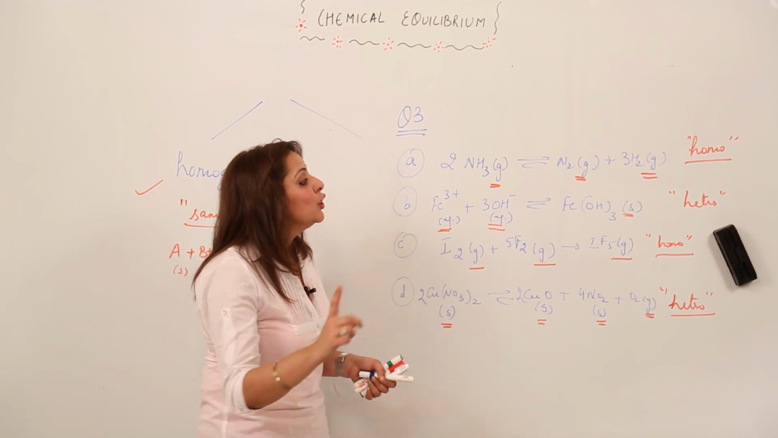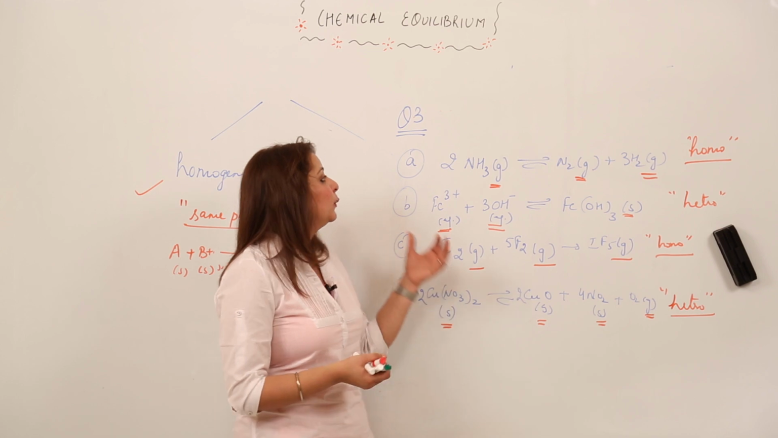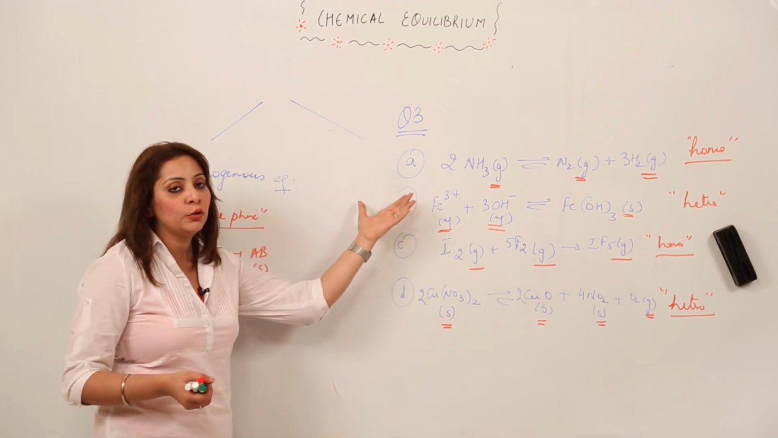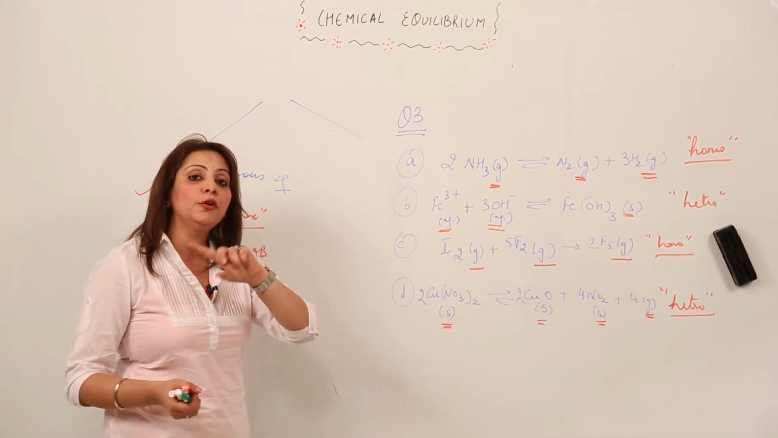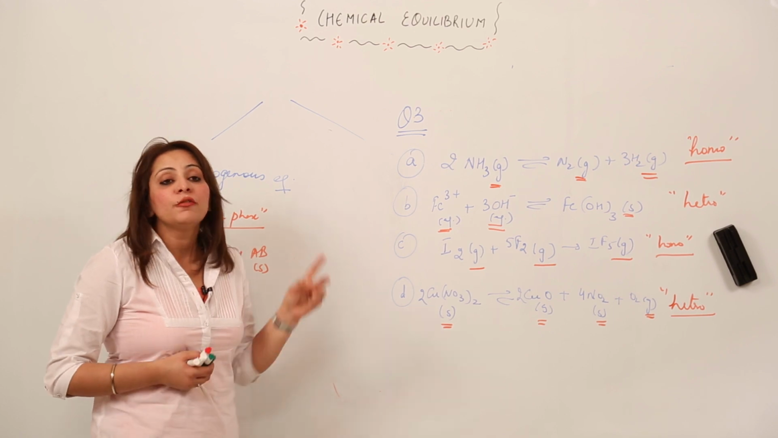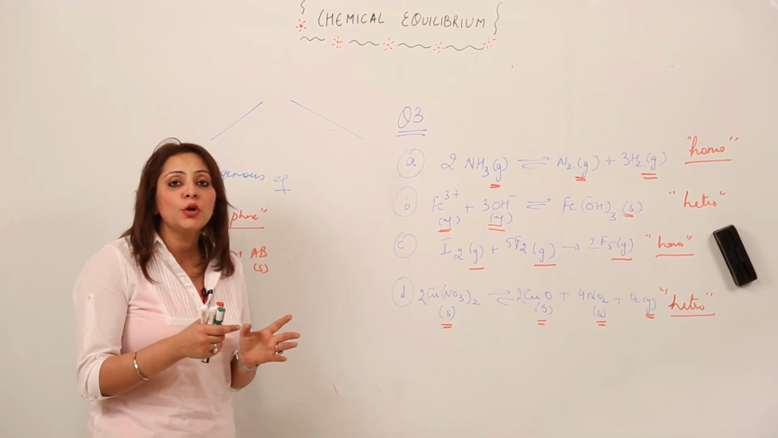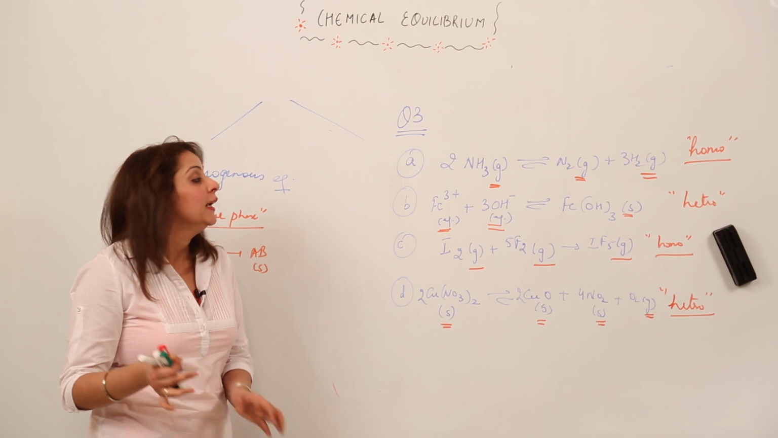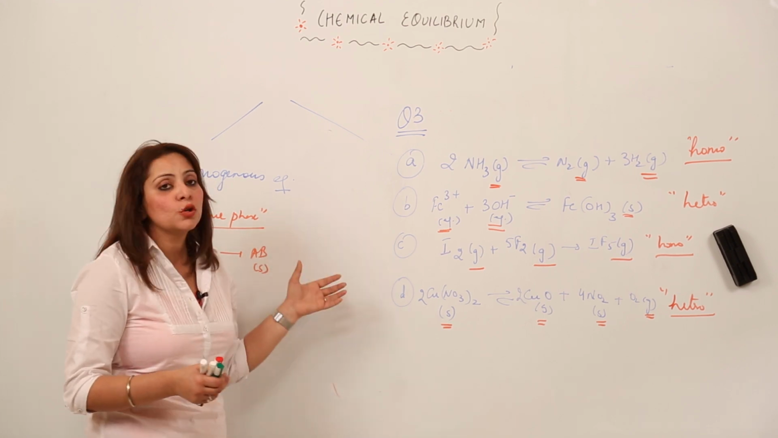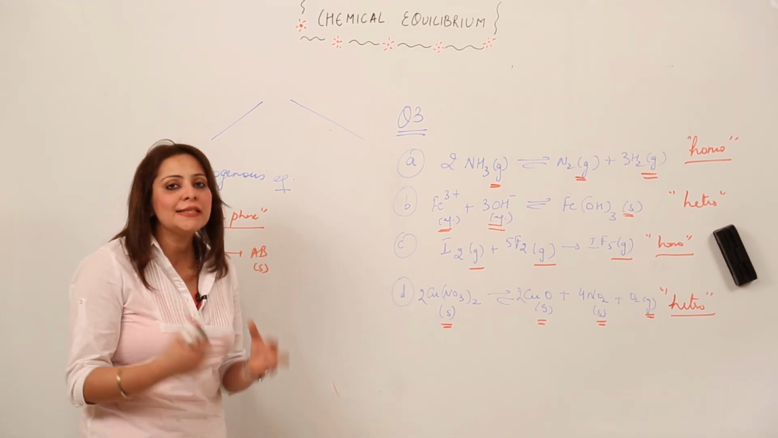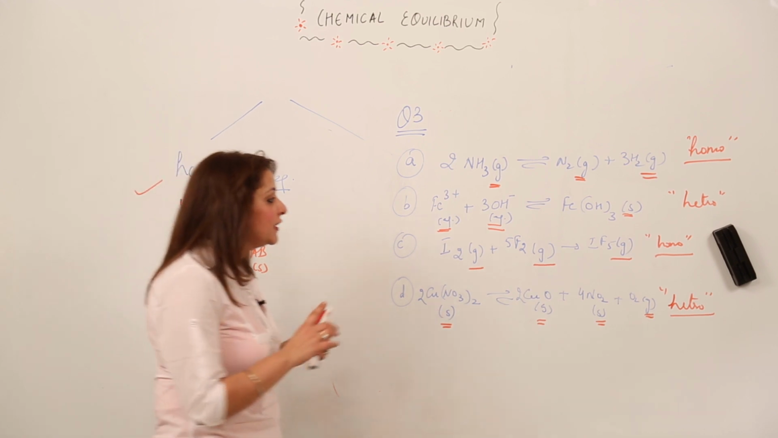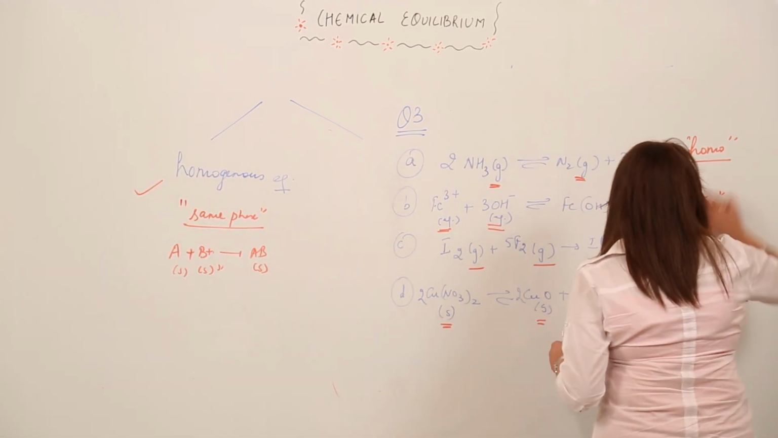And one more thing, do not get confused between these types, homogeneous and heterogeneous, with physical equilibrium and chemical equilibrium, right? The physical and the chemical equilibrium were based on the physical and the chemical process, right? And in this case it is just based on the existence of the phases of the components. So don't get confused with it, right?